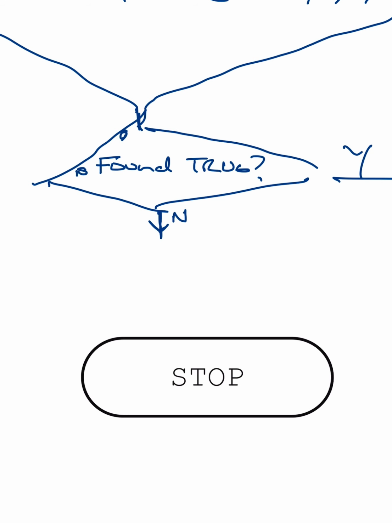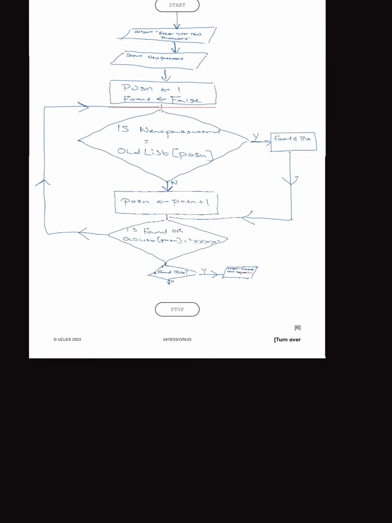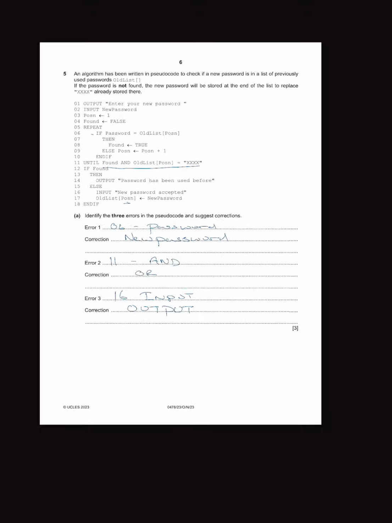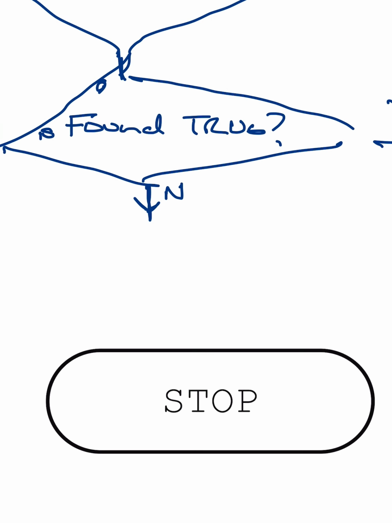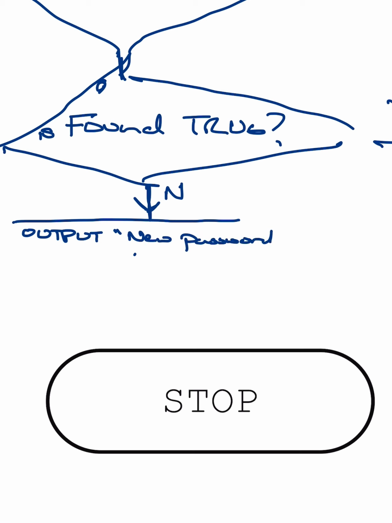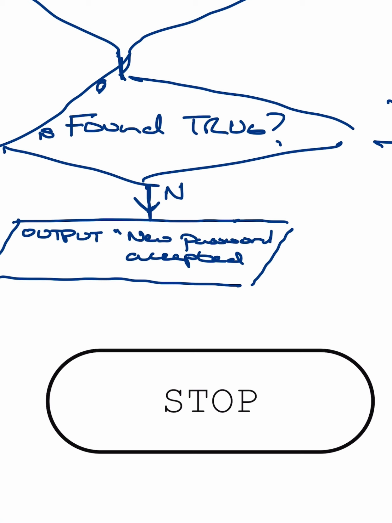So we have the old list. We have an output, I believe. Let's just look back. So we output new password accepted. Okay, and this again goes in a rhombus. And then we update the list.